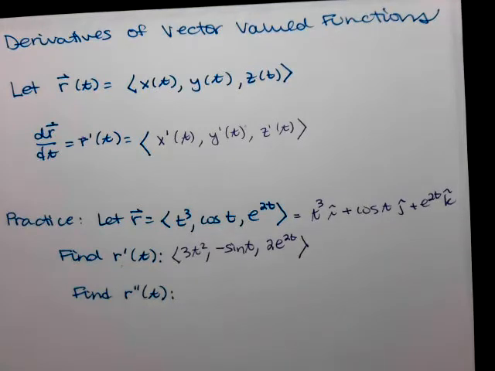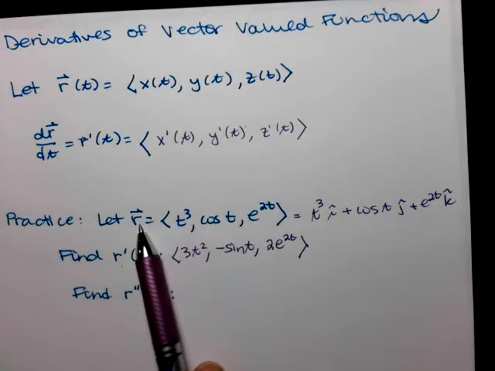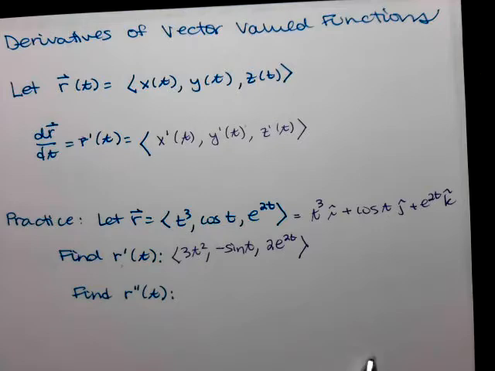So you can kind of think about this, right? If you were graphing these vectors for r, the rate at which the tip of the vector is changing can be described by this other vector, this rate of change vector.